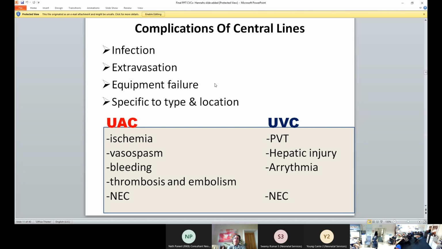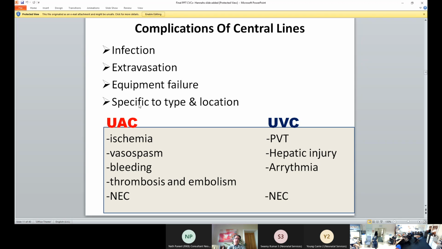Equipment failure, which means breakage or blockage or migration of the central line, or accidental removal. Accidental removal usually happens more with the long lines rather than umbilical and surgical lines, because the umbilical and surgical lines are usually secured with stitches. However, the long line is just fixed with dressing.